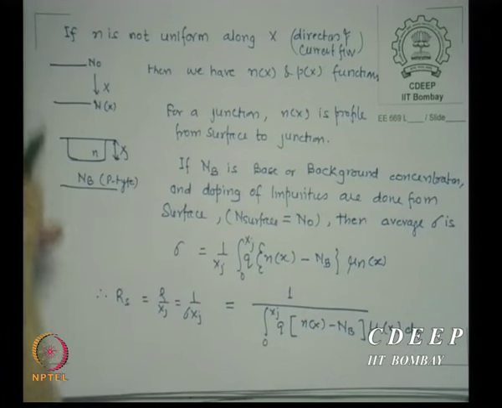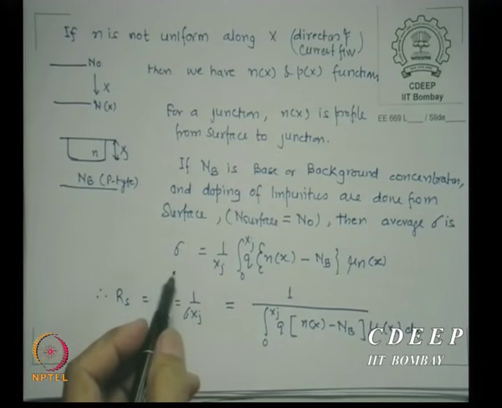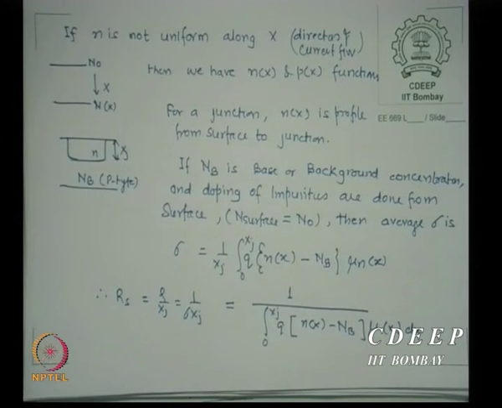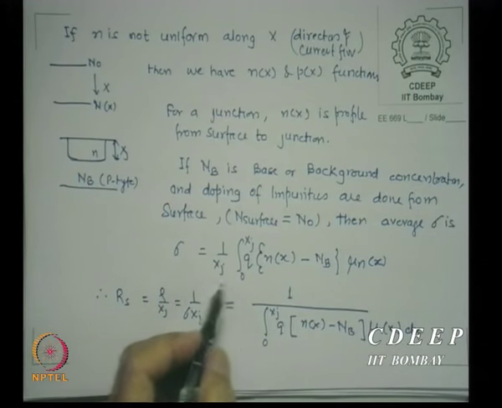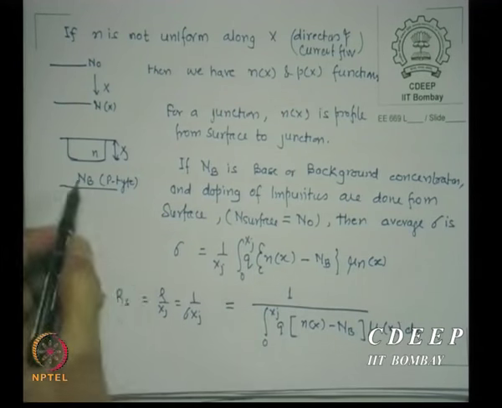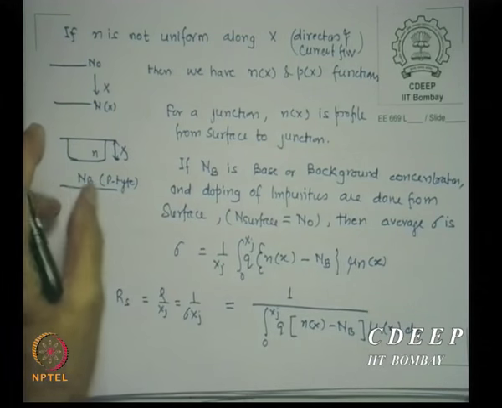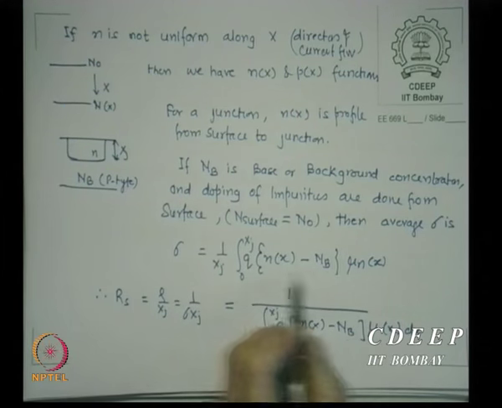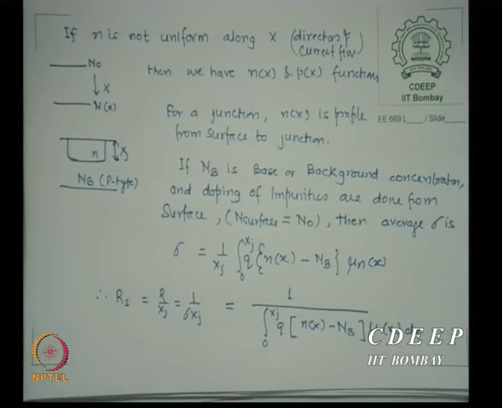So if I use this as my junction depth, I can write the average sigma, that is called universal averaging. What is averaging? Sum of all terms divided by the distance you take, or the integral of that. So sigma is 1 upon Xj, integral from 0 to Xj of q (N(x) minus Nb) mu n(x). Nb is the base concentration, because only these impurities minus those impurities are available. Mu n is also a function of x, because mobilities are a function of the doping: the larger the doping, the smaller the mobility. So this needs to be solved numerically; it is not easy to solve analytically.